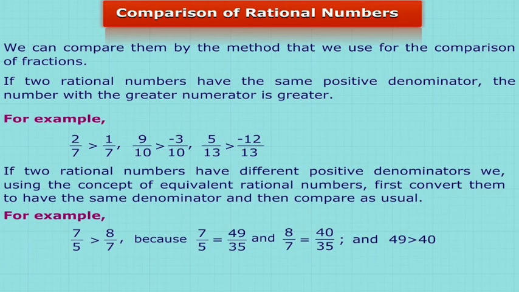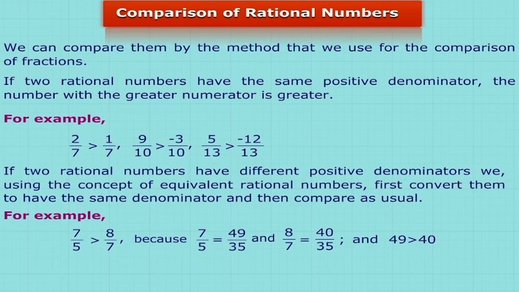Now next is comparison of rational numbers. We can compare them by the method that we use for the comparison of fractions. If two rational numbers have the same positive denominator, the number with the greater numerator is greater. For example, 2 upon 7 and 1 upon 7: 2 upon 7 is greater. Similarly, 9 by 10 and minus 3 by 10: 9 by 10 is greater.